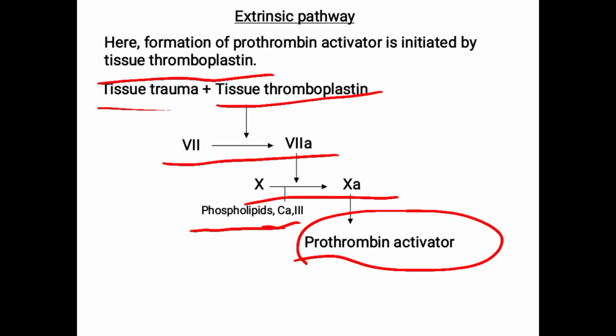This is simple, right? In the extrinsic pathway, it is initiated by tissue thromboplastin, which will activate factor 7. Factor 7 activates factor 10. Factor 10, in presence of phospholipids and calcium, activates the prothrombin activator. Clear?